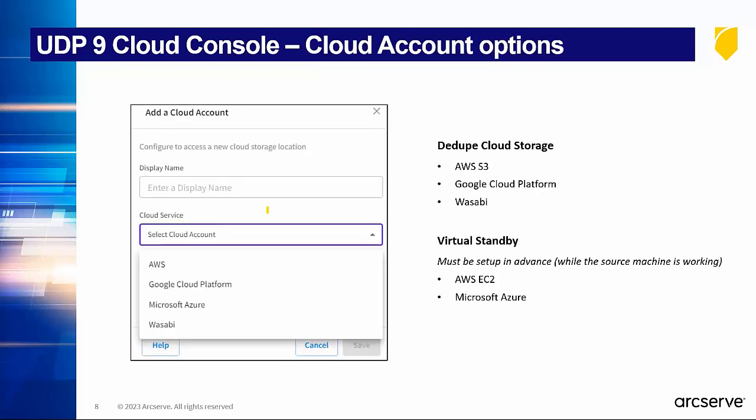Here are the cloud account options. What we can see here is the dedupe cloud storage currently supports Amazon S3, Google Cloud Platform, and Wasabi storage. And for virtual standby, we support Amazon EC2 and Microsoft Azure. Obviously, your on-prem workloads would be included under virtual standby for VMware and Hyper-V and so forth.